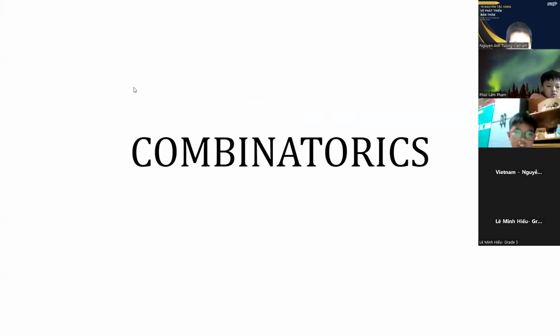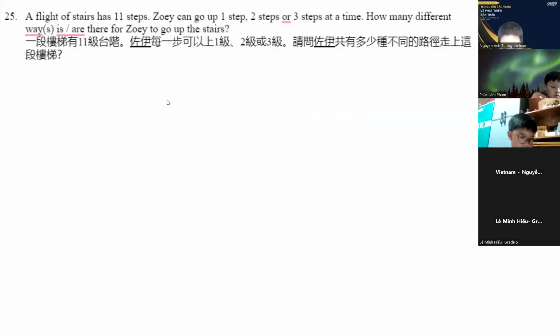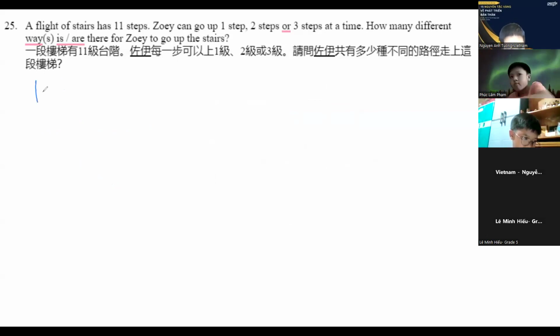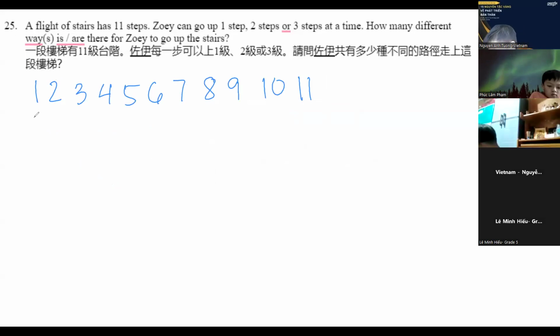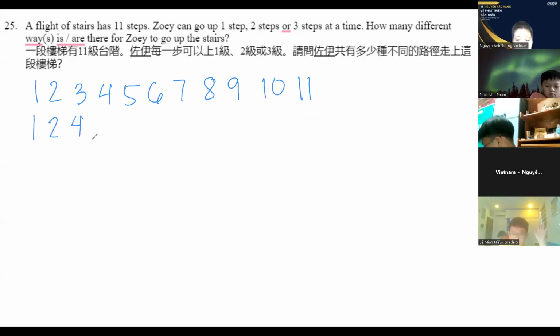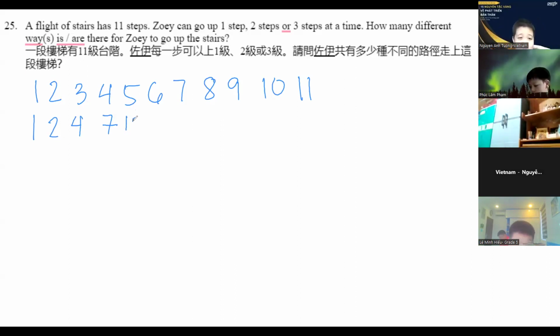Okay. So we are now down to the last part, which is combinatorics. A flight of stairs has 11 steps. Zoe can go up 1, 2, or 3 steps at a time. There's 1 way to go up the first step, 2 ways to go up the second step, and 4 ways to go up the third step. And then for the fourth step, we just add the first, second, and third step. So that's 7. For the fifth step, 2 plus 4 plus 7, that's 13. Sixth step, that's 24.